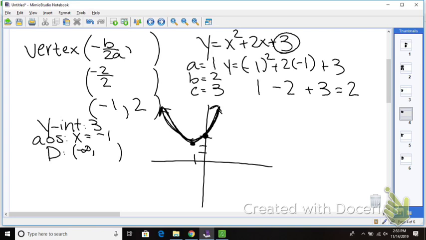Negative infinity to positive infinity. The range, the lowest y value I have here is 2. So I'm going from 2 to infinity. What am I missing? Oh, is this a min or a max? Min. Minimum. I think that's it. So we're adding on the y-intercept this time. And that just helps us graph. And your y-intercept is always going to be your c term.